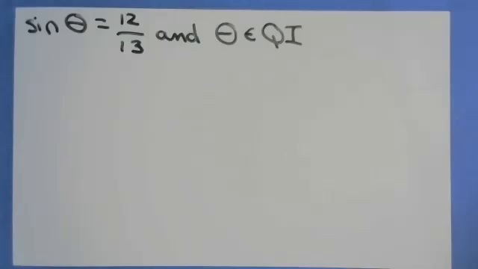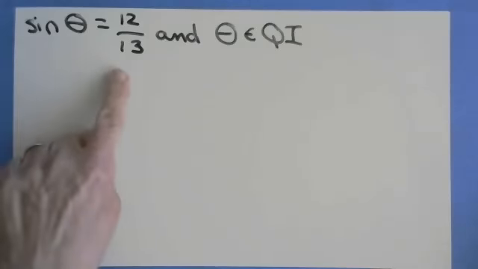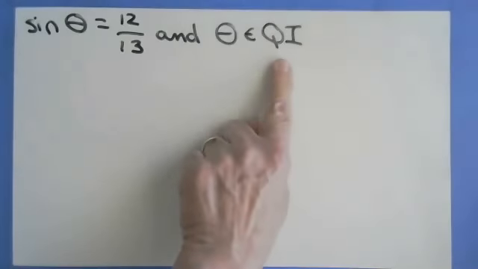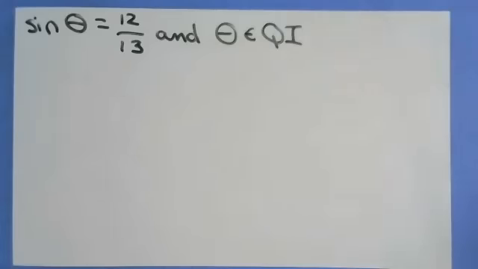In this example, we're given sine of theta equals 12 over 13, and we're told that theta terminates in quadrant 1. Something that I want to emphasize in this problem and throughout trig: draw pictures.